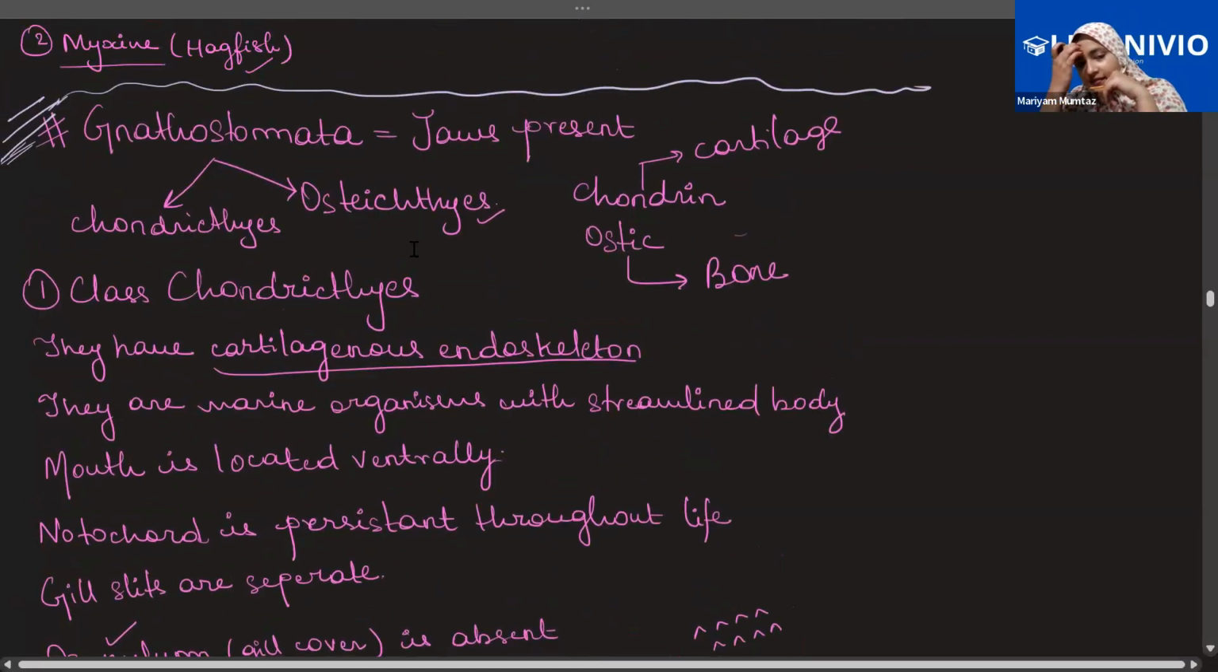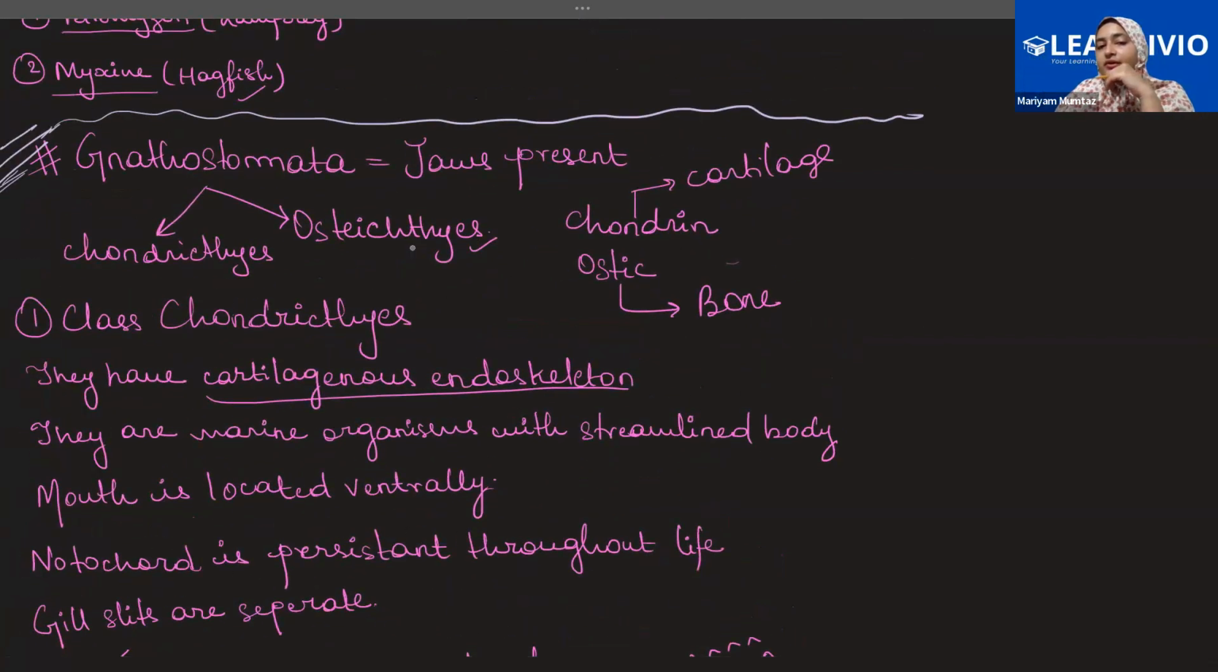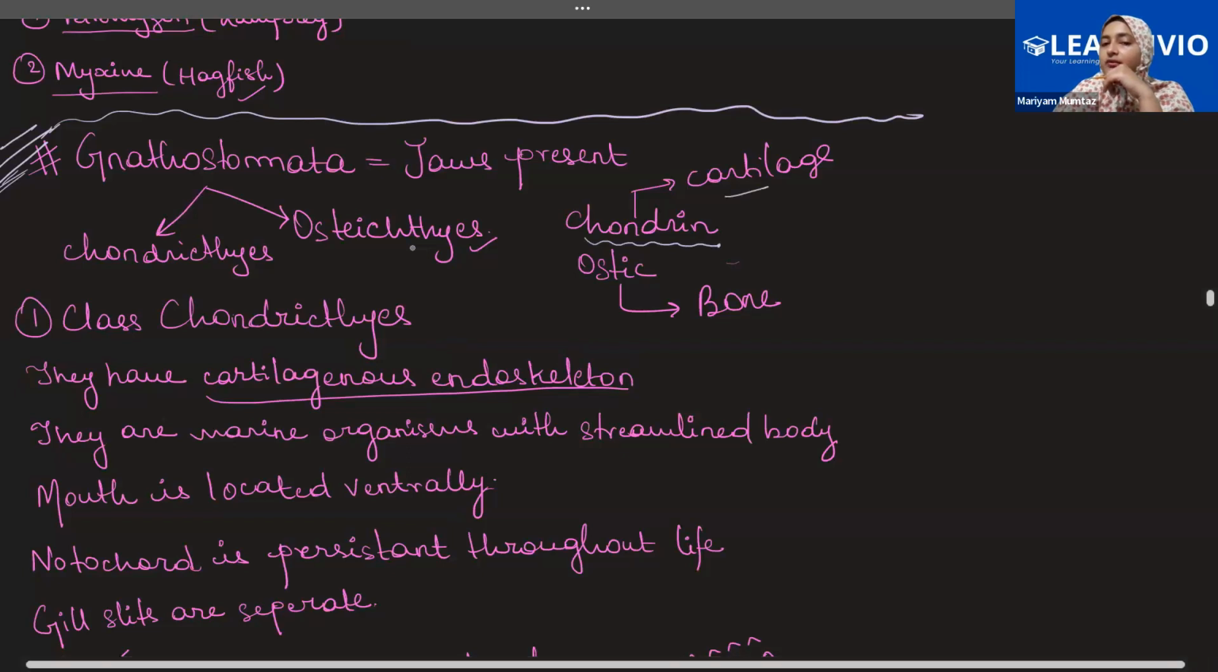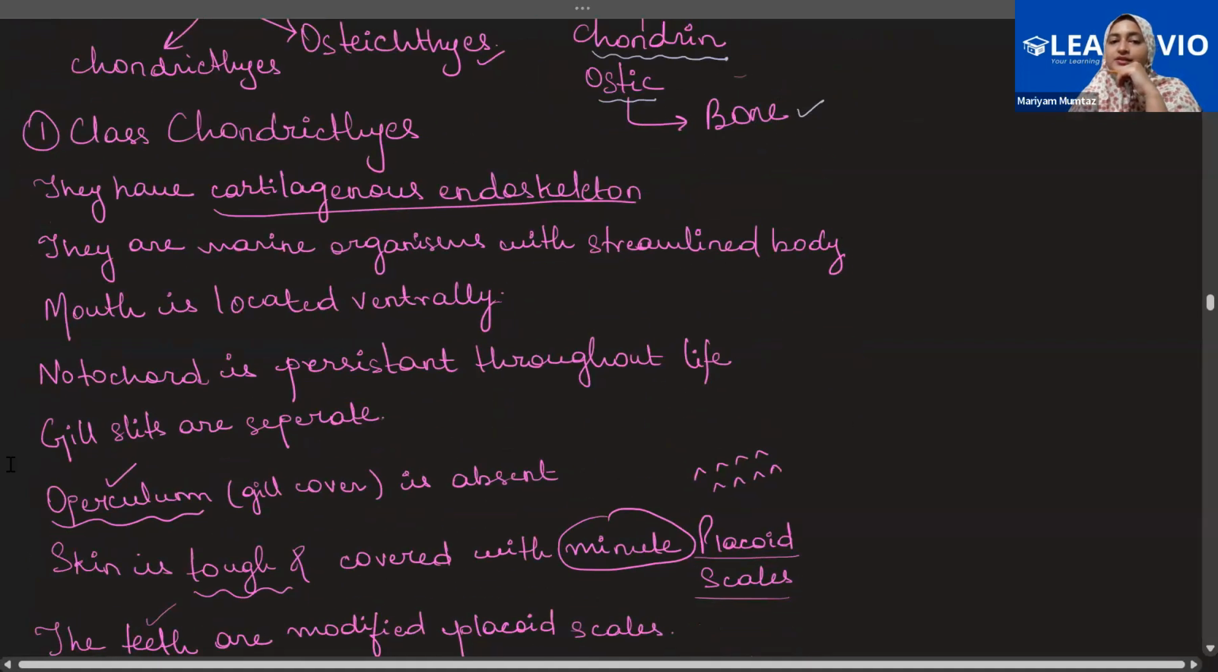Now, Gnathostomata has been divided into two classes, that is Chondrichthyes and Osteichthyes. Wherever you see the word chondrin, always think about cartilage. Chondrin means cartilage. Ostic or osteo, these words mean bone. So Chondrichthyes are cartilaginous fishes, whereas Osteichthyes are bony fishes. First we're going to talk about the class Chondrichthyes.